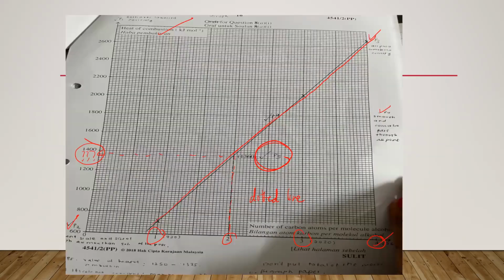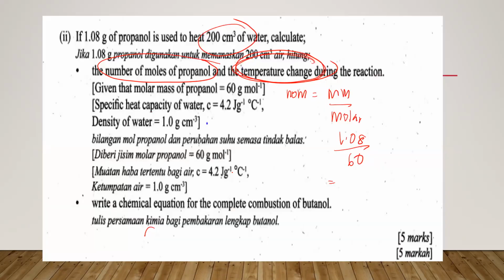Now the last bit here, they're asking me to give the chemical equation for the complete combustion of butanol. Teacher gives you 10 seconds to do this. 10, 9, 8, 7, 6, 5, 4, 3, 2, 1, 0.